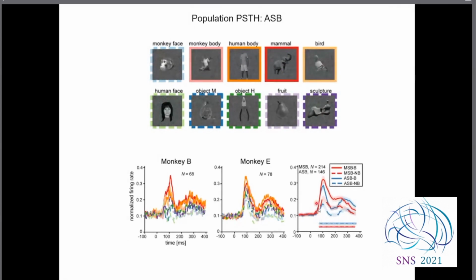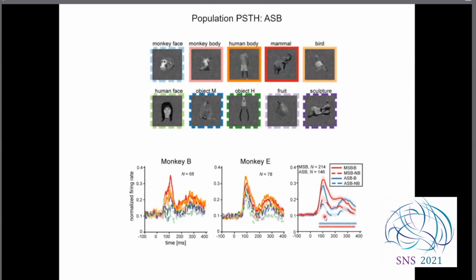Now note that also for non-body images, you can have a response. It's not that there is silence. I mean that there is above baseline activity. This here is baseline, and this is above baseline activity for non-body images. These body patch cells don't respond exclusively to images of bodies.